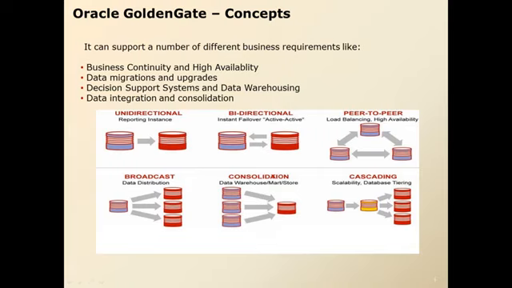Also, you can consolidate the data in your environment, in a data warehouse, data mart or data store. So you have multiple sources and data is replicating to a single target. Or you can use Goldengate for cascading purposes, that is scalability or database tiering. Many times you may not be allowed to install Goldengate on the primary server, so you can install Goldengate on an intermediate server and from there it will be replicated to the target.